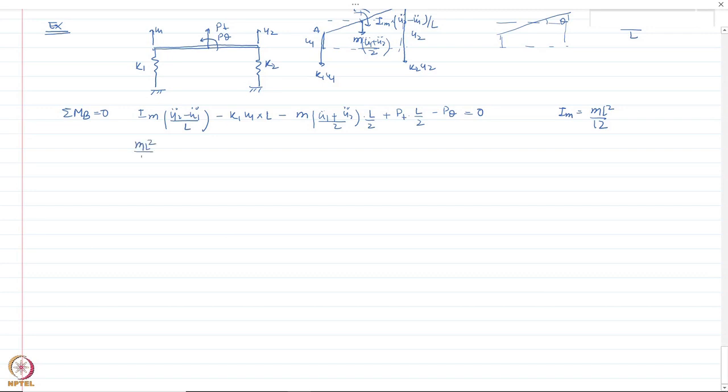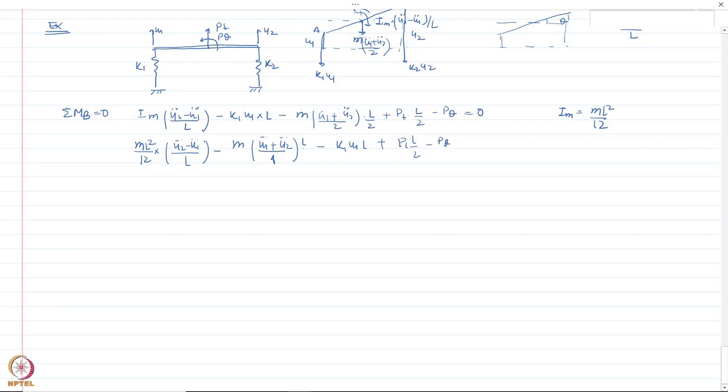So let us do that here. M L square by 12 times (u2 minus u1) divided by L here. And then again I have this term here, (u1 plus u2) acceleration divided by 2 times L, and this becomes 4 here. And this quantity here, k1 u1 times L plus P_t L by 2 minus P_theta. Okay, so let us further simplify this one.